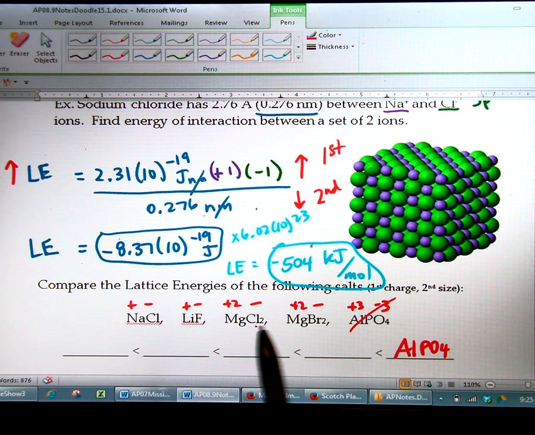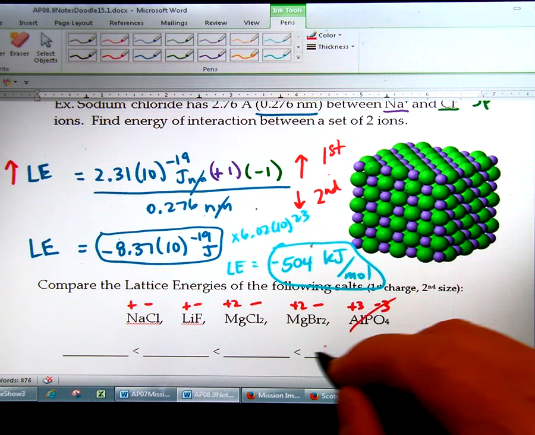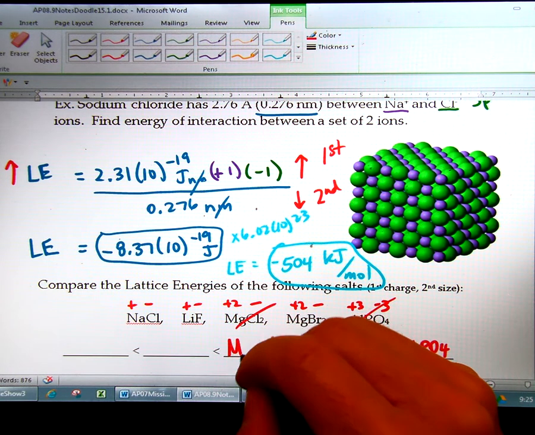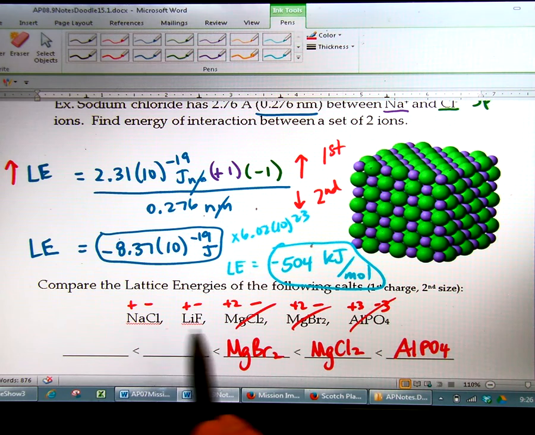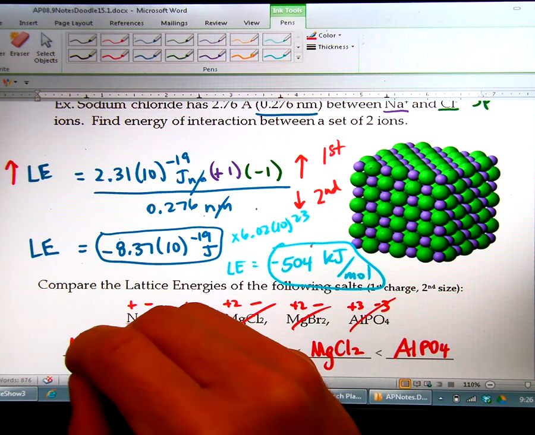So chloride and bromide, if you look at the periodic table, chloride ends in a 3p6, bromide ends in a 4p6. So they want the smaller size. Smaller size gives you more lattice energy. So that means that MgCl2 will go there, and MgBr2 will go here. And now we're going to look at these two. We want the smaller size. The smaller size is lithium and fluoride. Both are smaller than sodium and chloride. So this would be here, and then this would be the least.